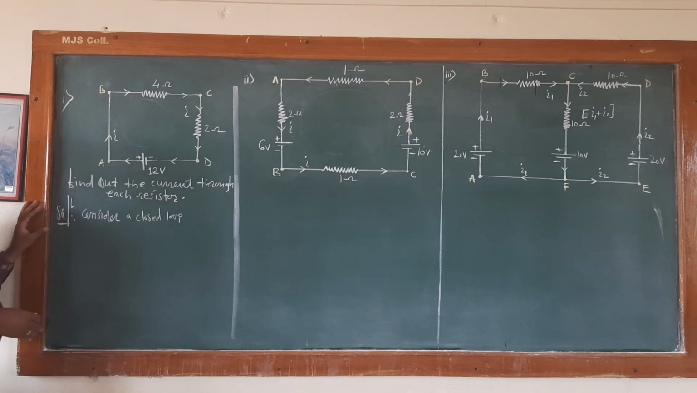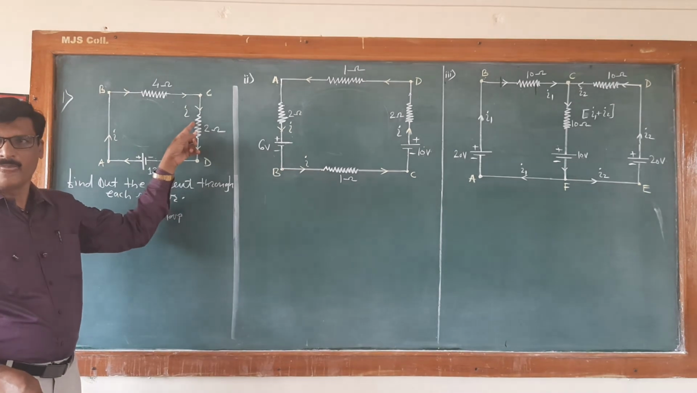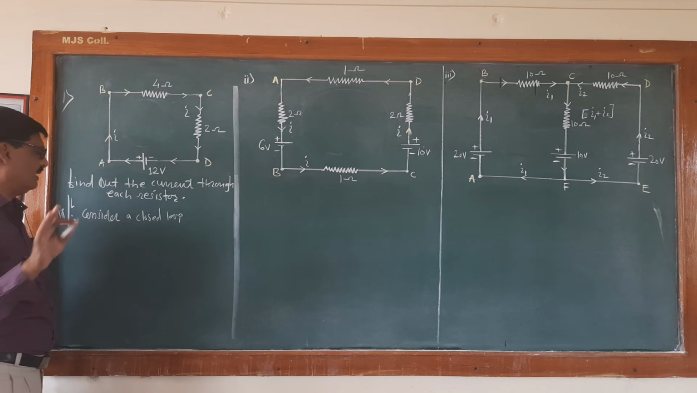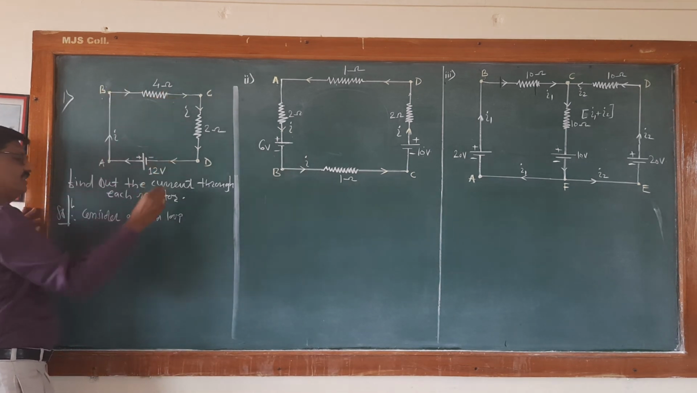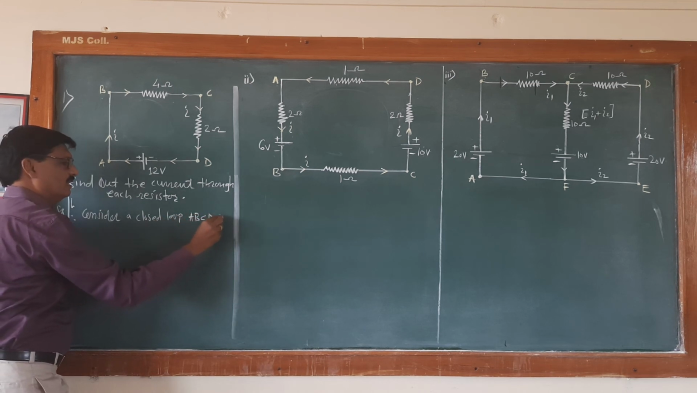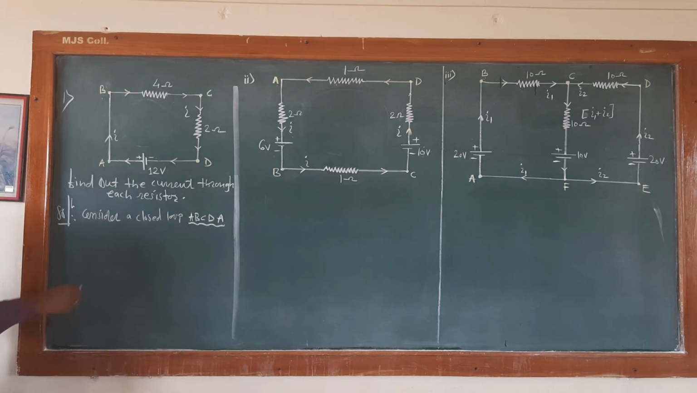You can solve this example using Ohm's law, but here we can apply Kirchhoff's voltage law in this closed circuit. Suppose this is a battery of EMF 12 volt. This is my first resistor having value 4 ohm, second resistor having value 2 ohm. Here we have to find out the current flowing through each resistor by applying Kirchhoff's voltage law. Consider this closed loop A, B, C, D, A. In this closed loop, we can apply Kirchhoff's voltage law.